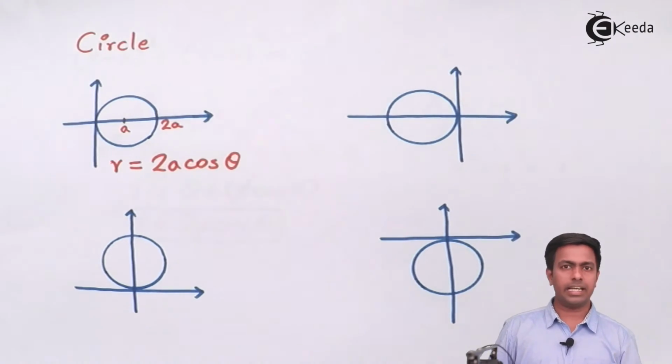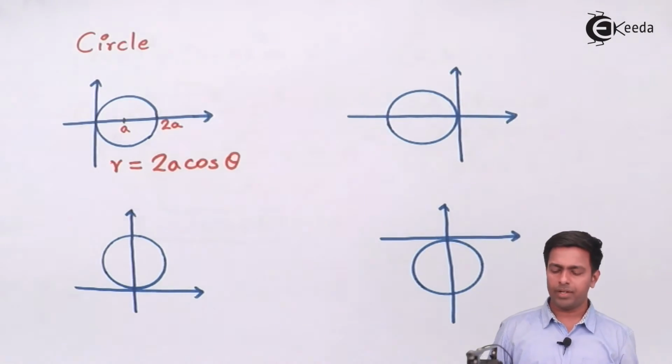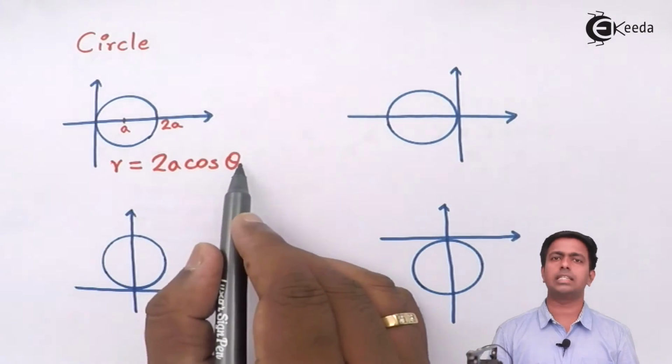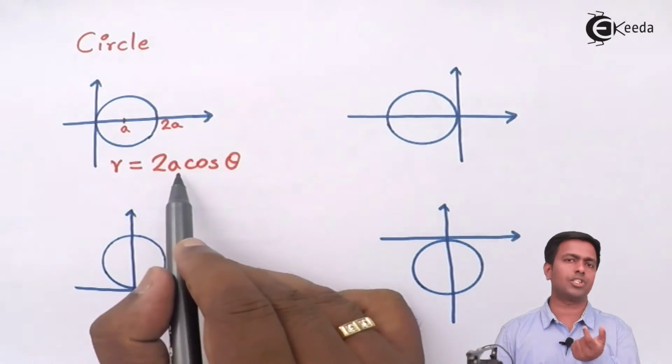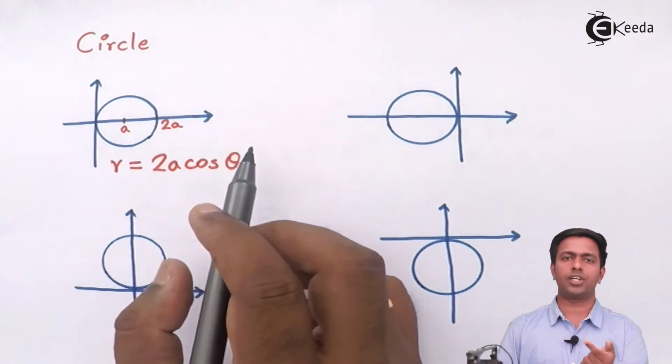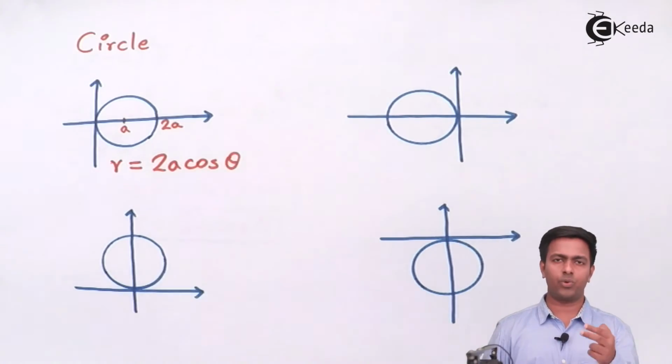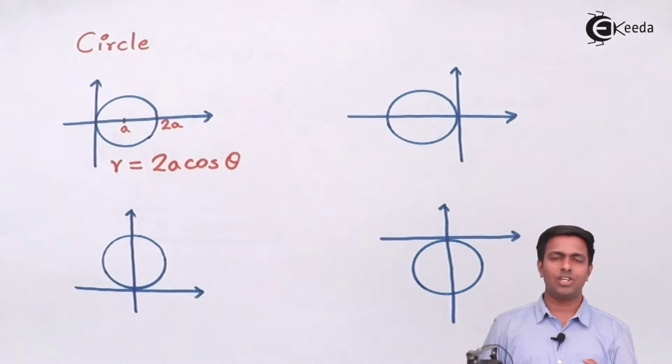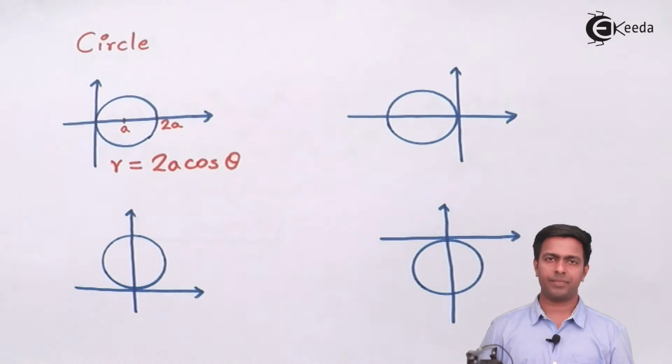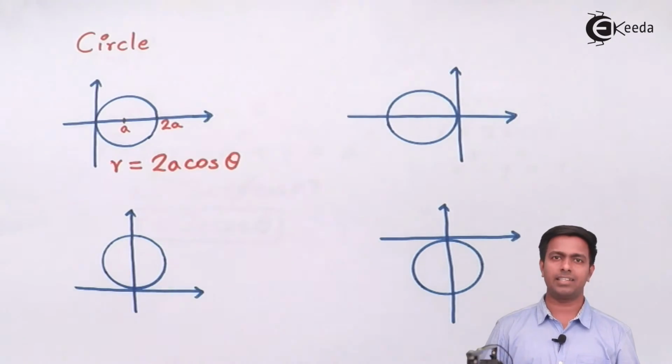Now guys, what is the hint to remember that? I'll give you one more hint. Whenever you get r equal to a cos theta, just take the constant term. Here the constant term is 2a. Just divide that constant term by 2. By dividing 2a by 2, you get a. So it means your center will be at a comma 0 and the radius will be a. This is how you can get the answer.